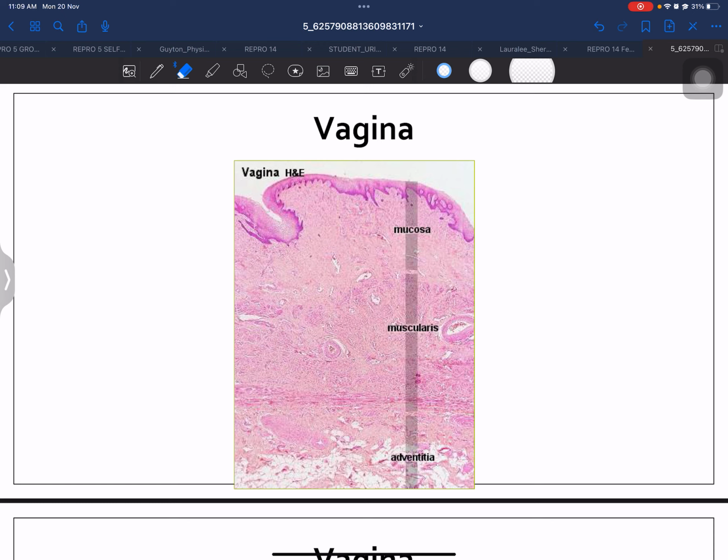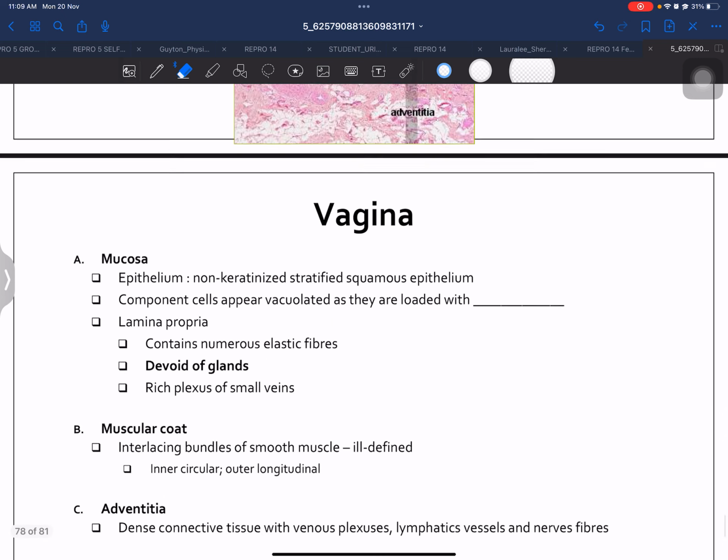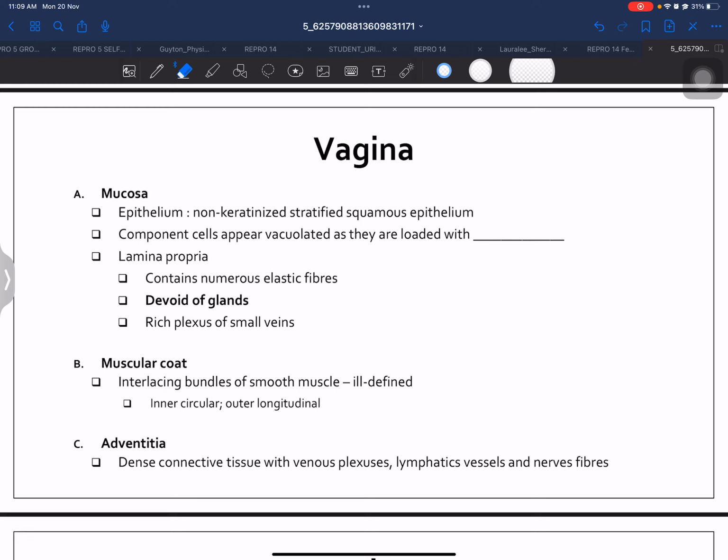Dia punya lamina propria contains numerous elastic fibers. Tak ada glands, and it is rich with small veins. Dia punya muscle layers, ada inner circular and outer longitudinal. The adventitia consists of dense connective tissue with venous plexus, lymphatic vessels and also nerve fibers. So these are the stratified squamous non-keratinized epithelium of vagina.